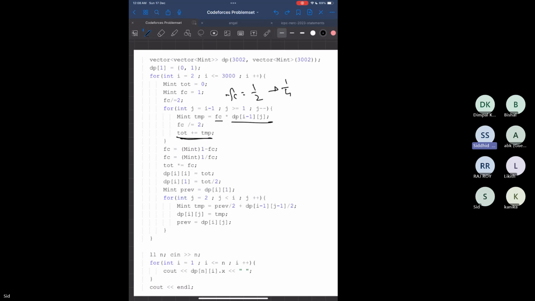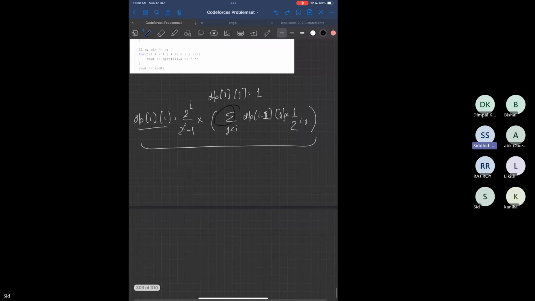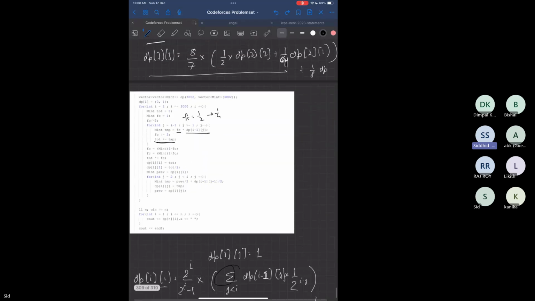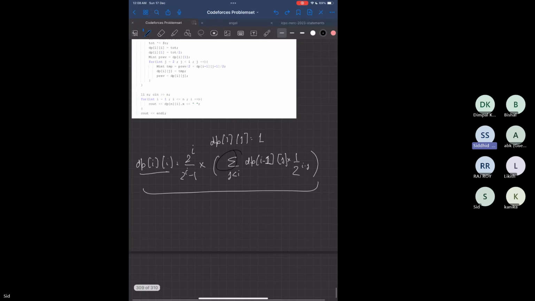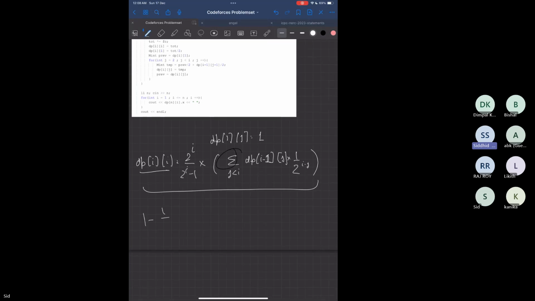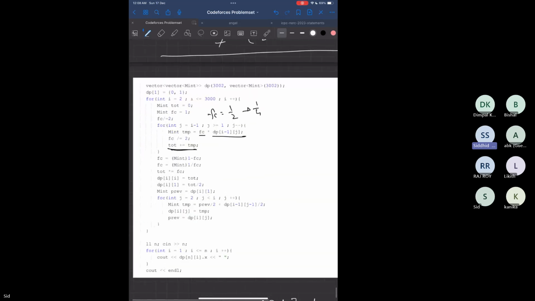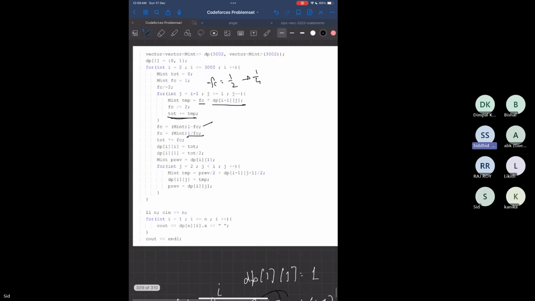And then since we need to do this 8 by 7, 2 power i divided by 2 power i minus 1, we can actually do this in this way: 1 minus 1 by 2 power i gives us 2 power i minus 1 divided by 2 power i, and then just the reciprocal of this. So initially I am subtracting 1 minus fc. The factor will move to 1 divided by 2 power i directly, because I am dividing by 2 after the operation. Then I take the reciprocal, and at last I multiply it by total to find my dpii value.